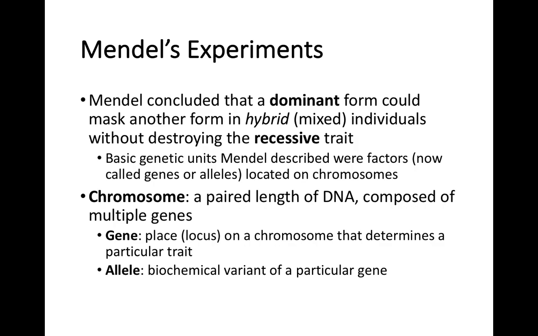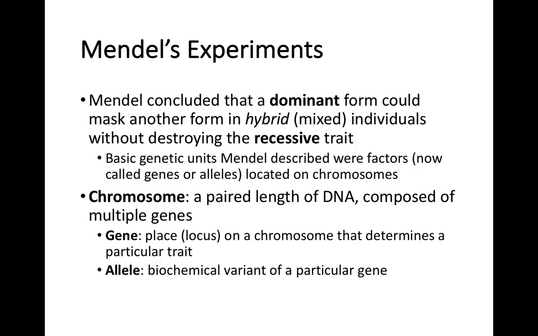And so these genetic units that Mendel described were factors that we now call genes. The variation in the kind of outward appearance. So the gene would be flower color. The allele would be red or white. And these are located on chromosomes.